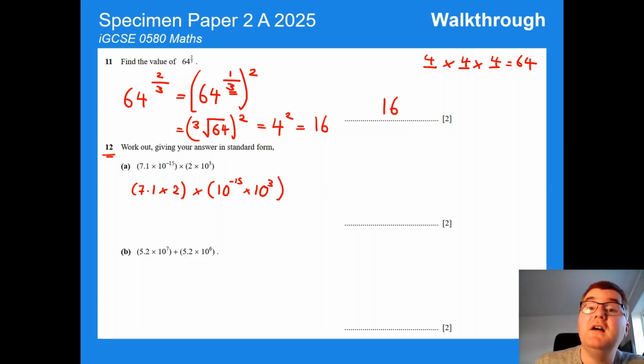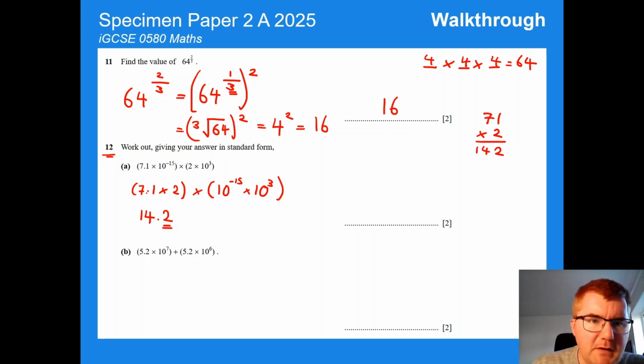Now 7.1 times 2, think of this as just 71 times 2. So that's going to equal 142. Notice we've got one decimal point here, so it'll be 1 in the answer. So we have 14.2. We've got 1 here because we've got 1 here. And if we multiply these together, remember when we're multiplying with indices, we add the indices. So we do minus 15 plus 3, and that gives us 10 to the power of minus 12.